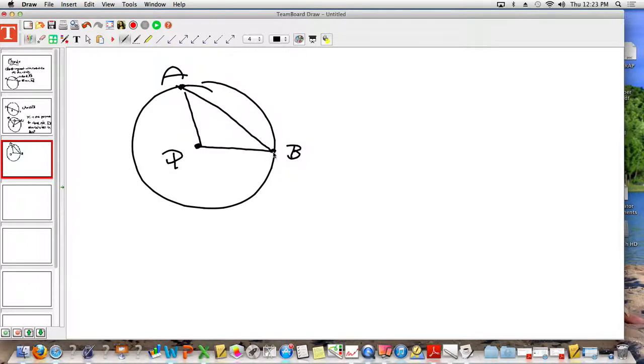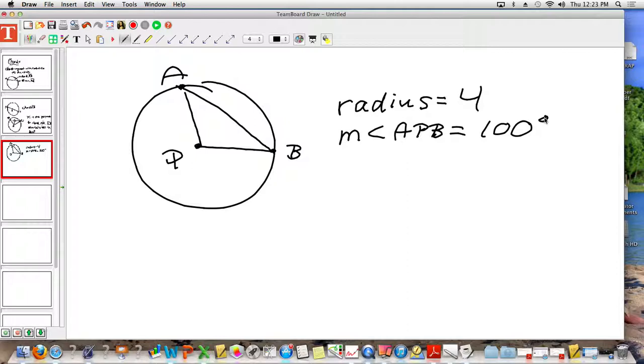Drawing your triangle. And I'm going to tell you in this picture that the radius of this thing is 4. And I'm also going to tell you that the measure of angle APB is equal to 100 degrees. The measure of angle APB is 100 degrees. So as soon as you see situations like this, you're going to be creating the same picture a lot, just like you have been in the last problems. The radius is 4. So go to your picture, and where you see a radius, draw in 4.